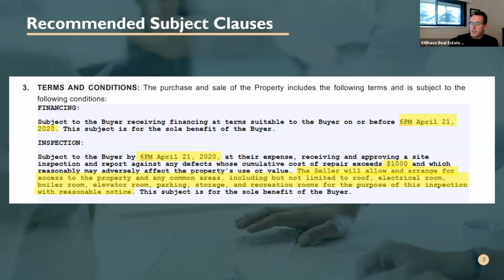And just from my experience, buyers will often take till midnight, 11:59, before they remove the last subject, even though they got their financing approved at 3 p.m. So it just sort of forces them to deal with it or not. So I recommend that, but again, you have to do it on all of your subjects, because if you forget to do it on one of them, then it's open till midnight anyway. So that's all I really wanted to say about that.